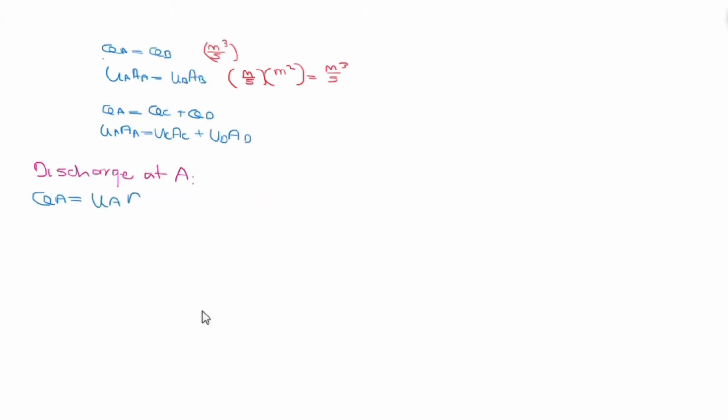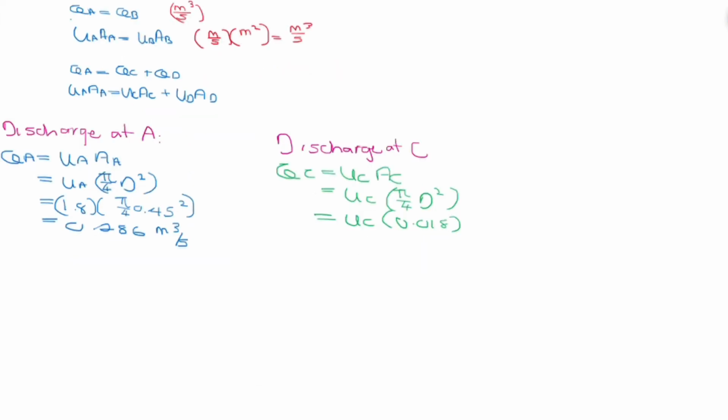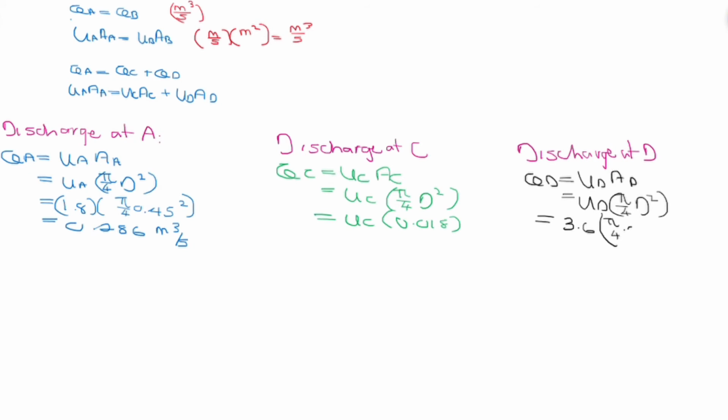The discharge at A can be expressed as velocity times area, and we know that area can be defined from the diameter. We are given both the velocity and the area. Hence, our answer can be calculated. The discharge at C can be written as, and the discharge at D is written as, since we are given both the velocity at D and the diameter at D, we can substitute. Therefore, the discharge at D can be calculated as 0.143 meter cubed per second.